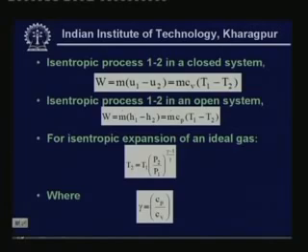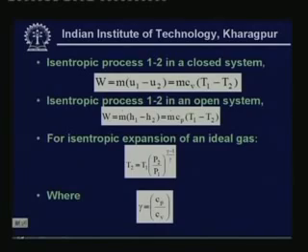If you apply the same first law of thermodynamics to an open system, then you get the equation in the form W is m dot into H1 minus H2, which can be written as m dot Cp into T1 minus T2, where W is the power output, m dot is the mass flow rate of the working fluid, H1 and H2 are the initial and final enthalpies, T1 and T2 are the initial and final temperatures, and Cp is the specific heat at constant pressure.